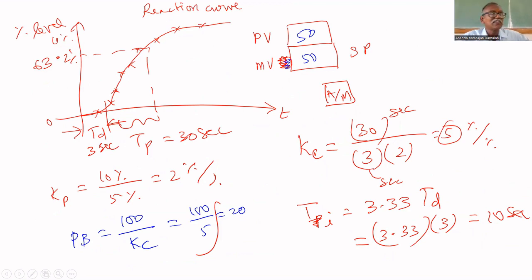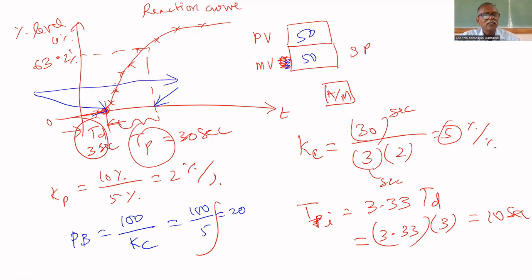You can trace in a graph sheet, or put the values in Excel and draw the graph, or use a trace sheet. So you got the reaction curve. From the reaction curve, you know how to obtain TD, the dead time, and TP. Time taken from this point to this point. Here the dead time is over. Here it reaches 63.2%. That is why this time is TP.